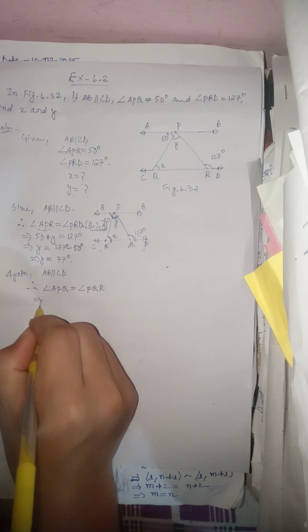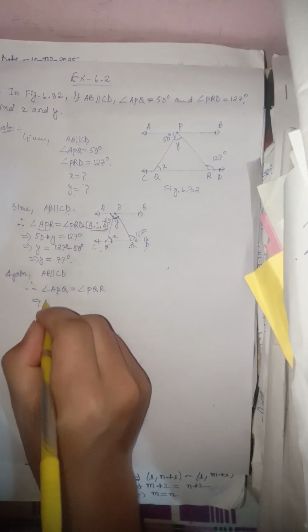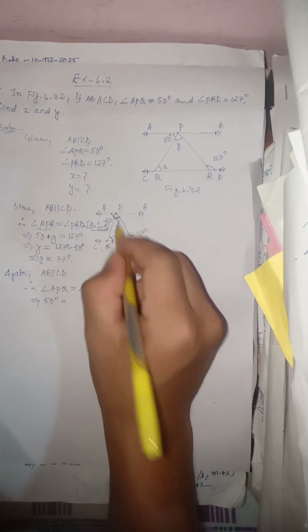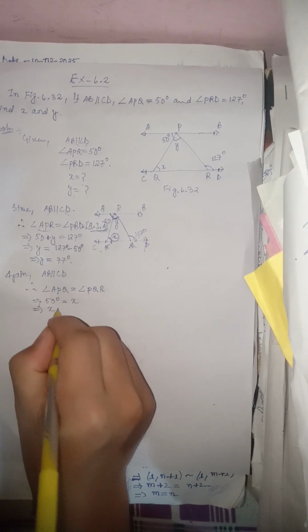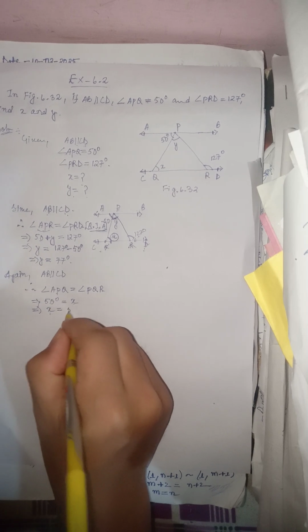What is the value of angle APQ? APQ is 50 degrees. And what is the value of angle PQR? PQR is x. Now, in order to make it in standard form, let us bring this x to the left-hand side and 50 to the right-hand side. Thus, the values of x and y are found to be 50 degrees and 77 degrees.